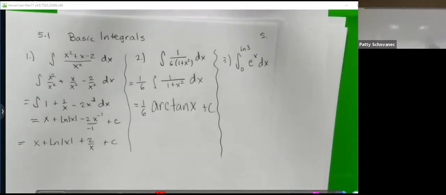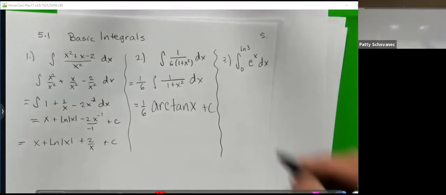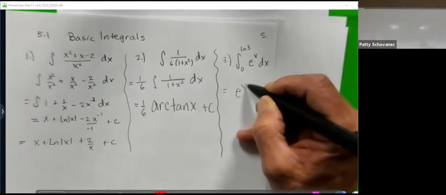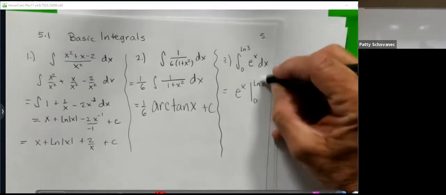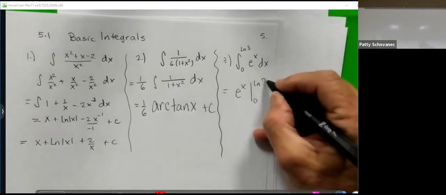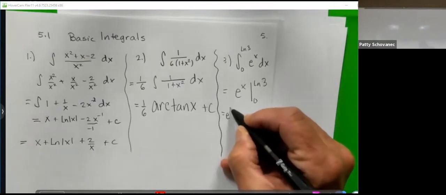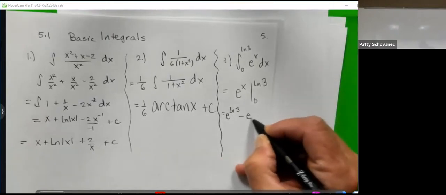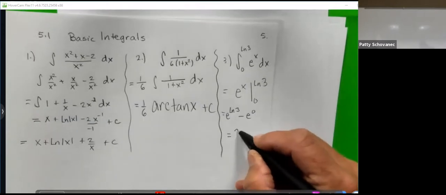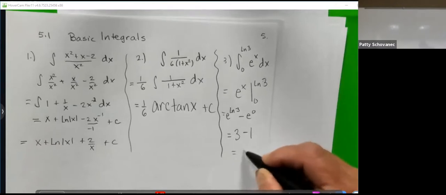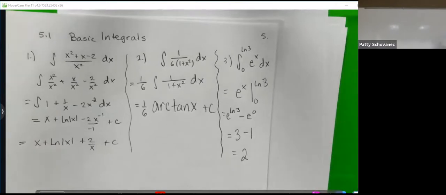Next one's a definite integral. You start by finding the antiderivative of e to the x. The integral of e to the x is e to the x. And then you evaluate that between the endpoints. Oops, that's a 3. Top limit goes in first. What is e to the natural log of 3 going to give you? 3. e to the 0 is 1. So that integral is 2.